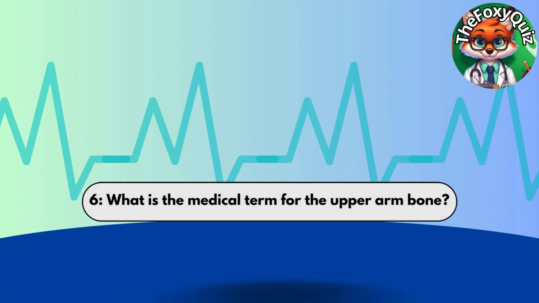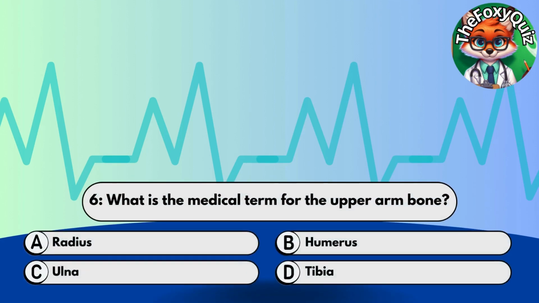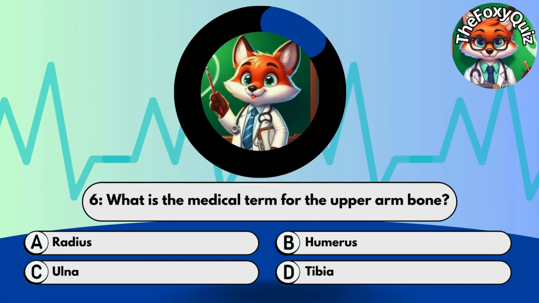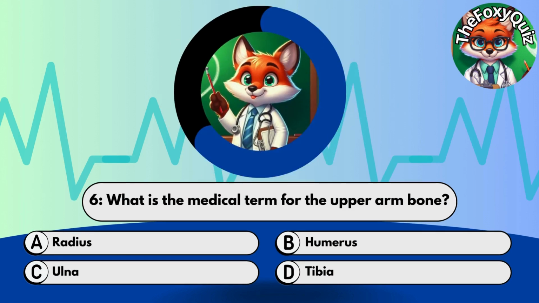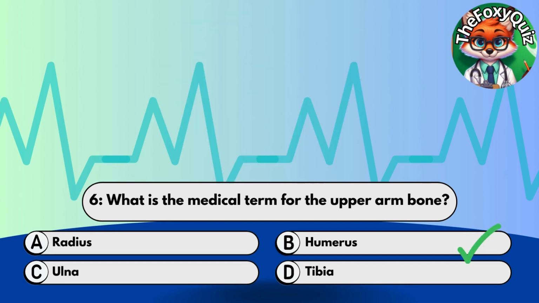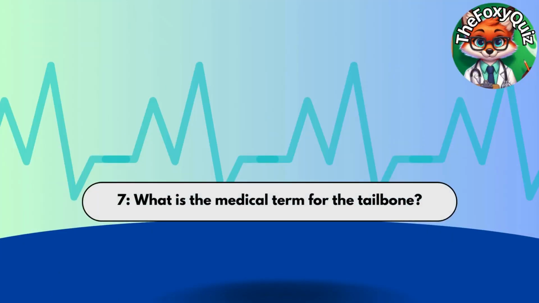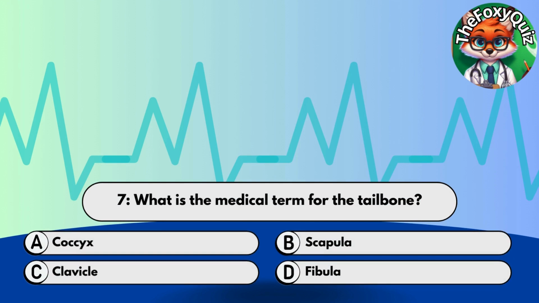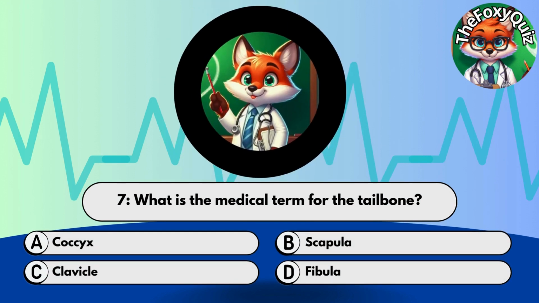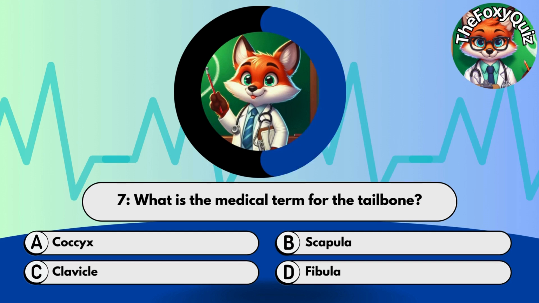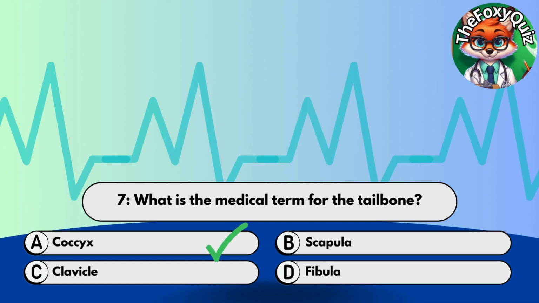Question 6. What is the medical term for the upper arm bone? Which one would you choose? A, B, C, or D? Answer: B, humerus. Question 7. What is the medical term for the tailbone? Your decision? A, B, C, or D? Answer: A, coccyx.